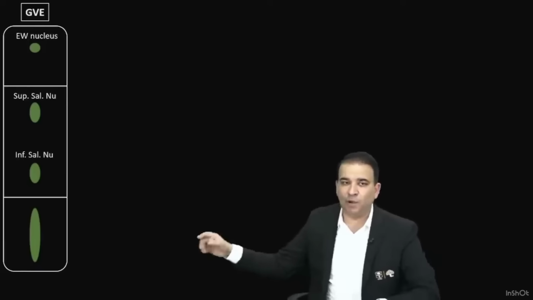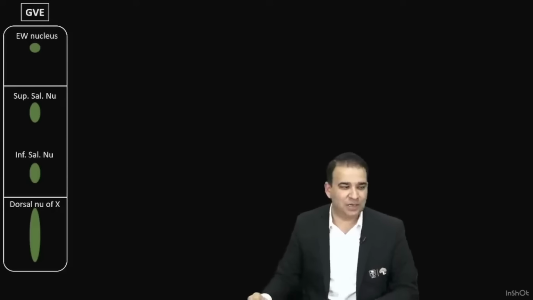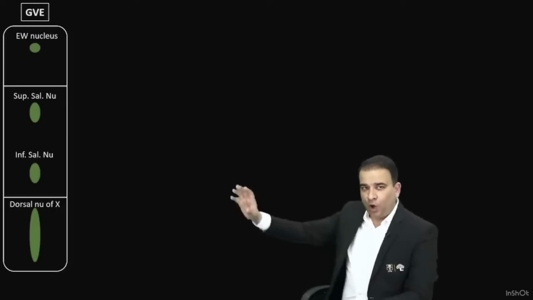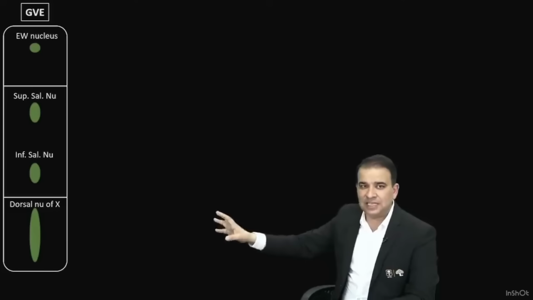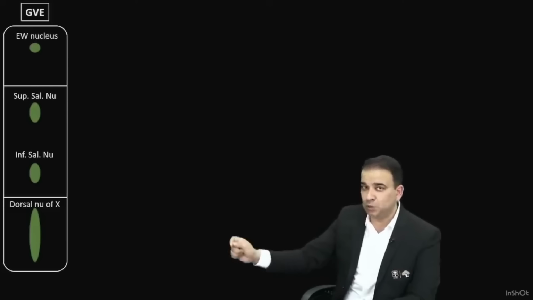And then in the medulla oblongata, we have a nucleus called the dorsal nucleus of vagus. Now, Edinger-Westphal, superior salivatory, inferior salivatory, dorsal nucleus of vagus, these nuclei are going to supply the muscles which are either smooth muscle or glands.